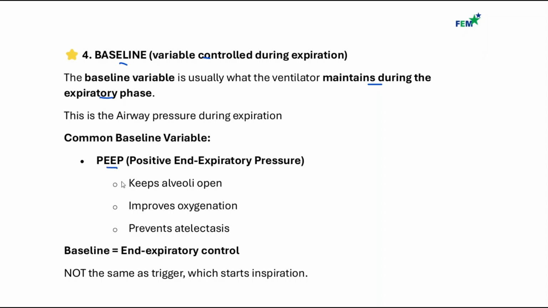We spoke about PEEP the other day, the positive end expiratory pressure, which is the pressure in the lungs at the end of the expiratory phase, right? So that's what we call PEEP. And this PEEP is what keeps the alveoli open, also helps to improve surface area, thereby improving oxygenation, and prevents atelectasis, right? So the baseline equals the end expiratory control. And remember, this is not the same thing as trigger. It's not the same thing as what starts the inspiration, which is what we spoke about earlier.